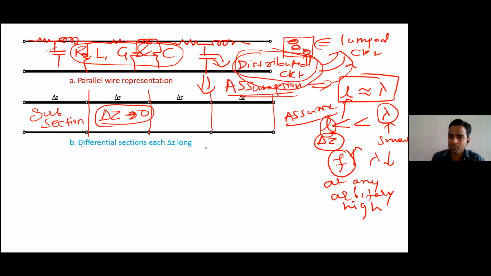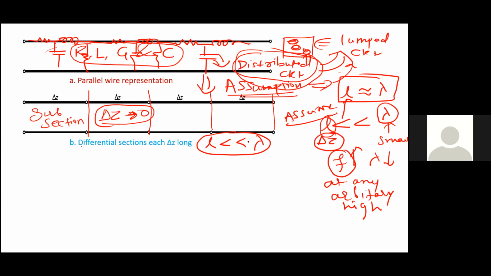So that means the length of the line will always be smaller than lambda, right? Everyone understand? Yes, sir. So this is our assumption.